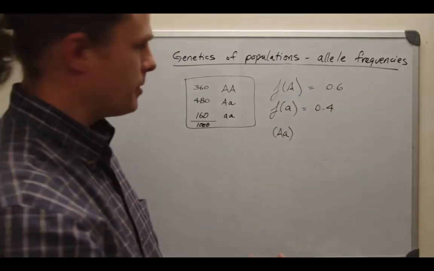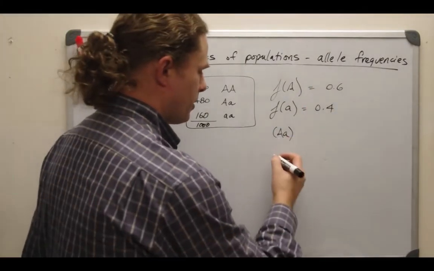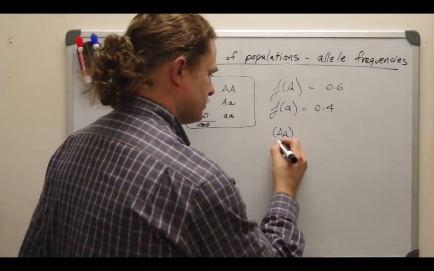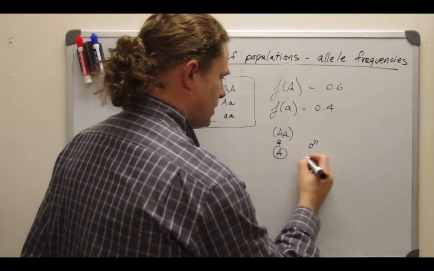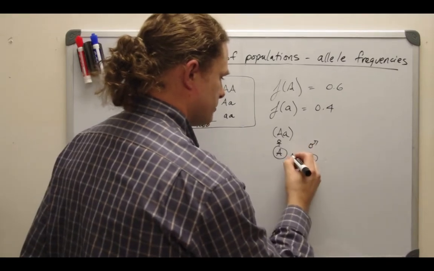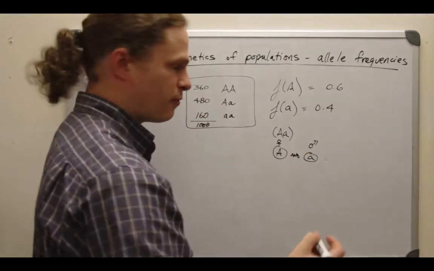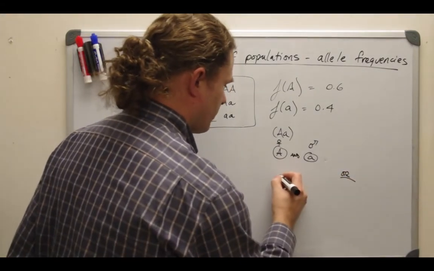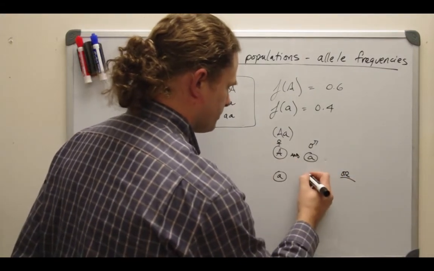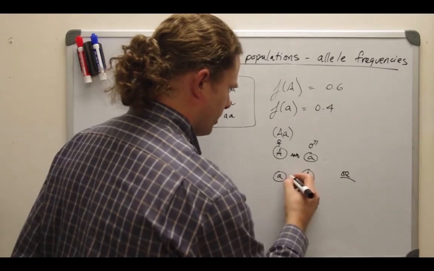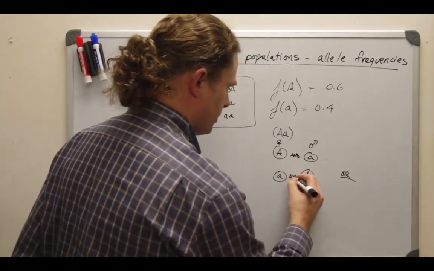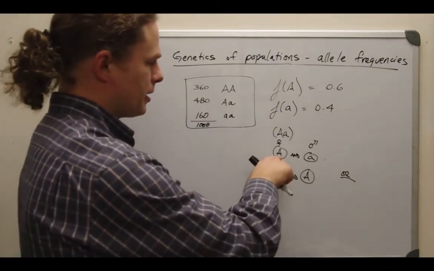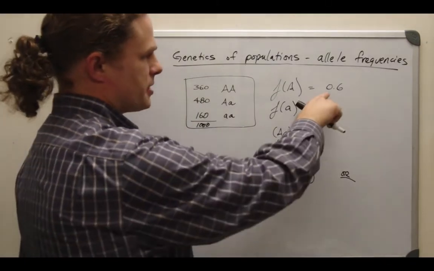Well, what does it take to be big A, little a? Well, we require a big A from the mother and a little a from the father, or we can have a little a from the mother and a big A from the father. Now the question is, well, what's the probability of getting a big A? Well, the probability here is the frequency of the allele.